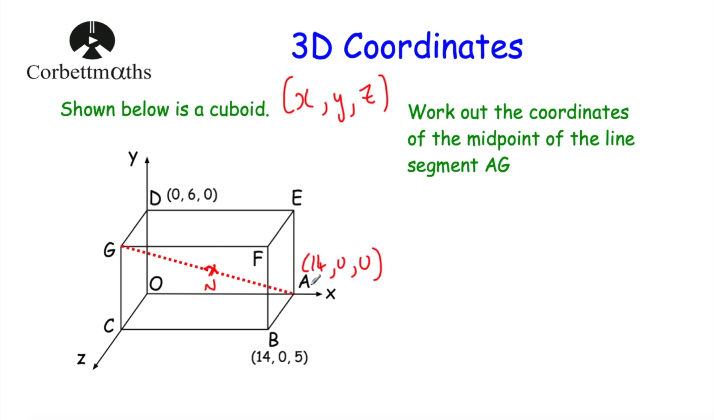Now we found the coordinates of point A to begin with. That was 14, 0, 0, because we've gone 14 along in the x-axis direction, 0 up in the y-axis direction, and 0 out in the z-axis direction. So it's 14, 0, 0.